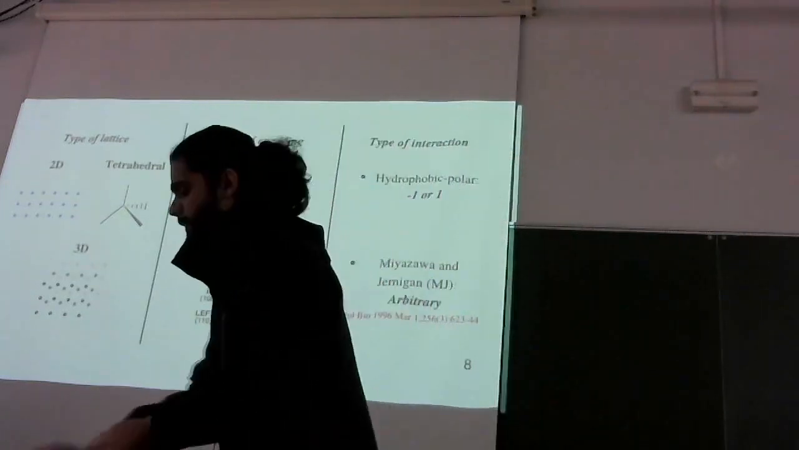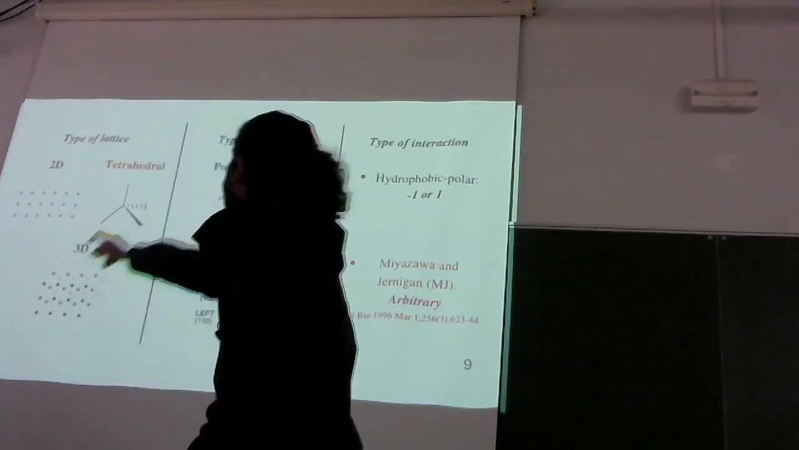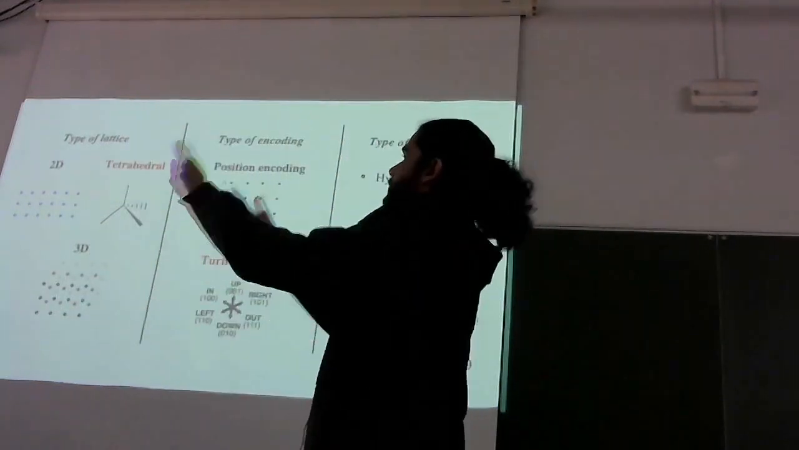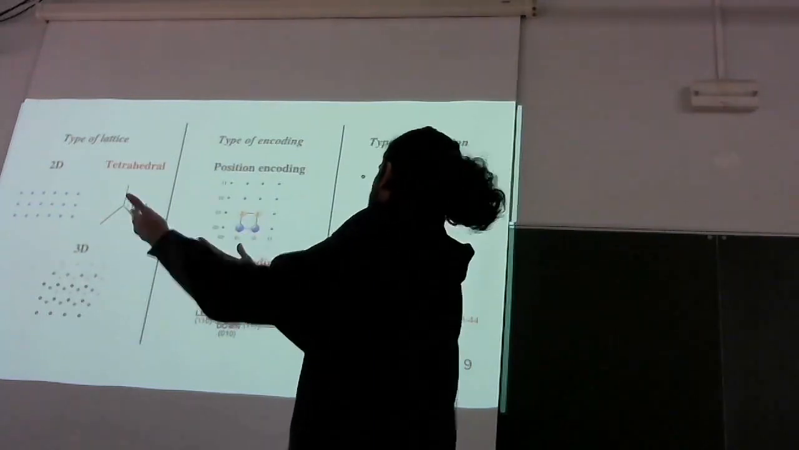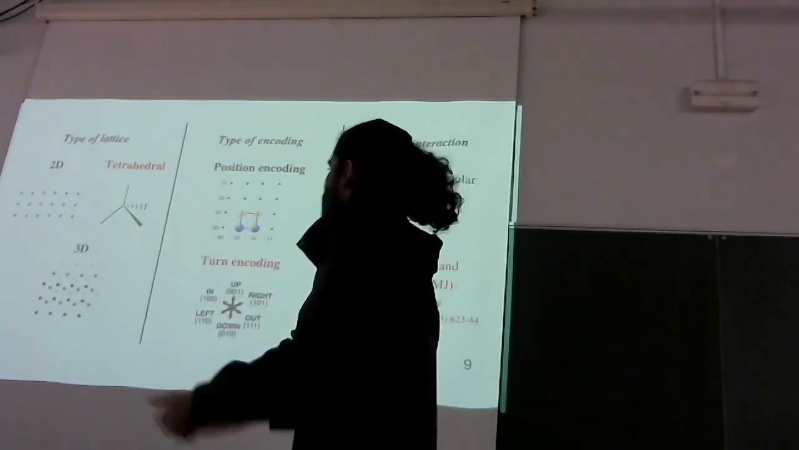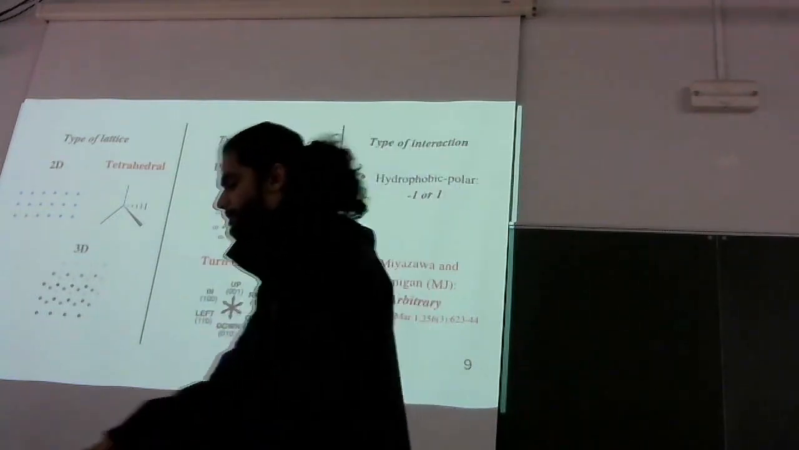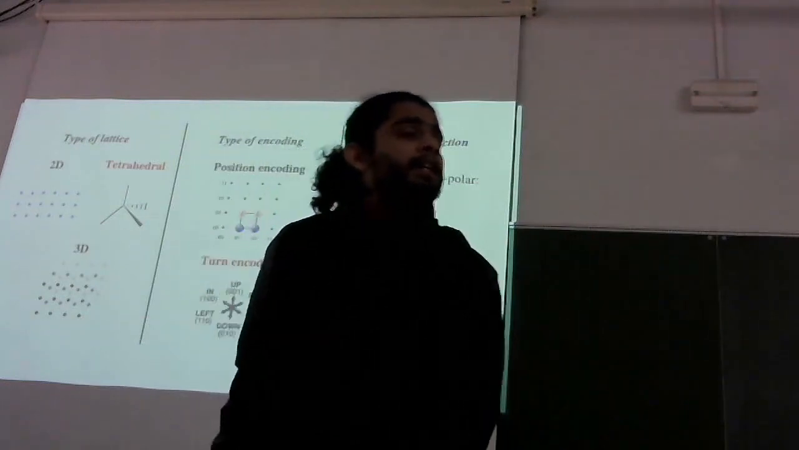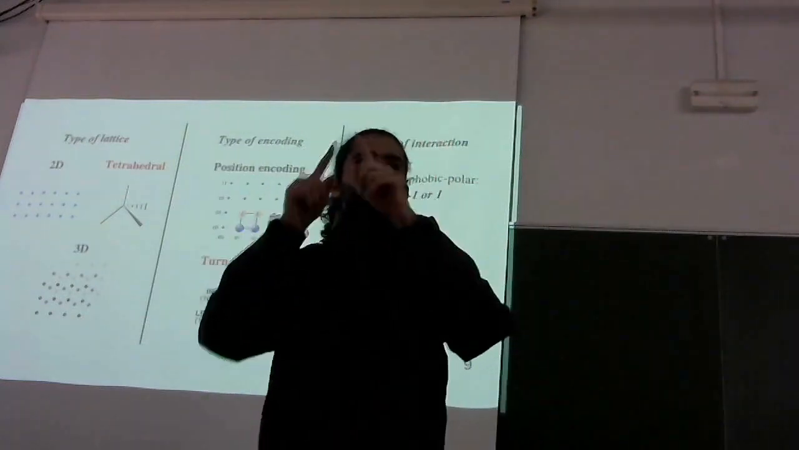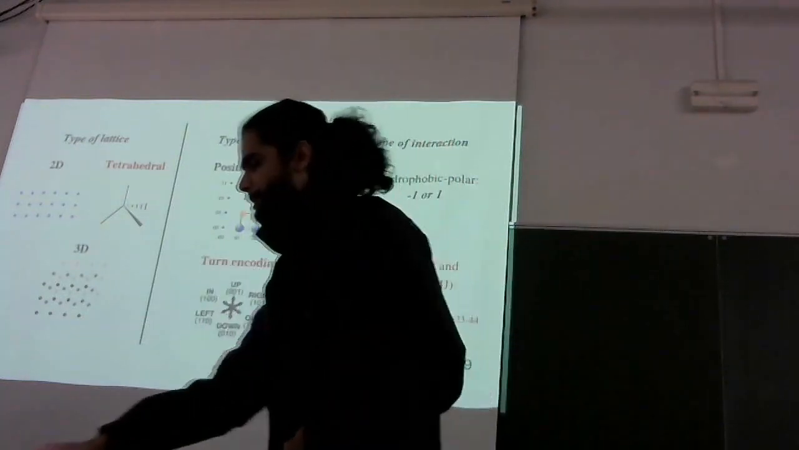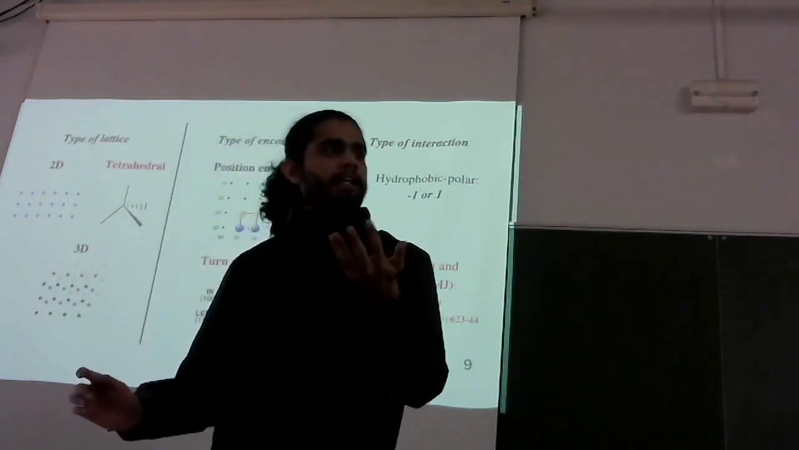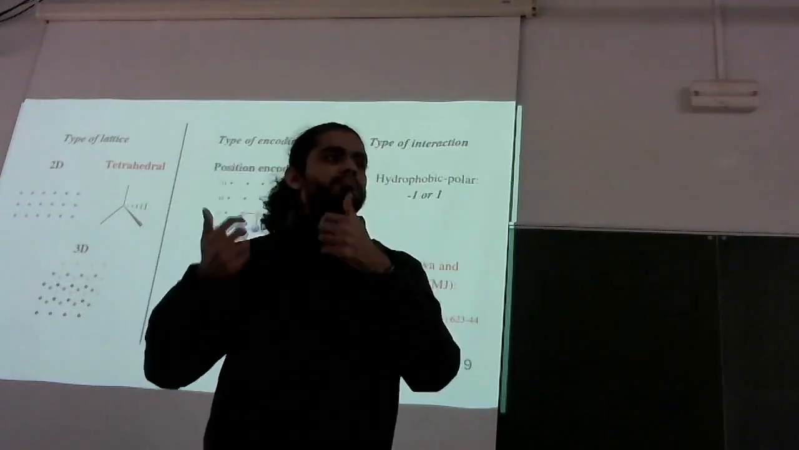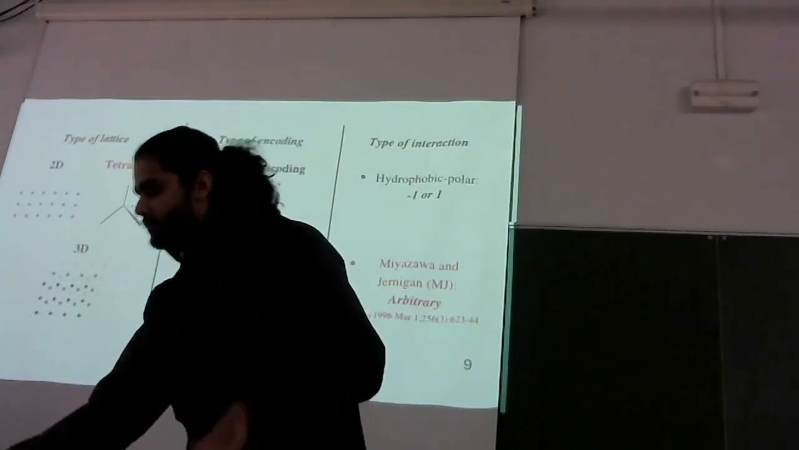So that's it. For our work, we select tetrahedral, turn encoding, and MJ interactions. These three are my choices. I mean, you can play with it. Yes, sorry, 3D. Tetrahedral is 3D. It's good because it's 3D and still I have to encode only 4 directions instead of 6. So it's resource efficient.